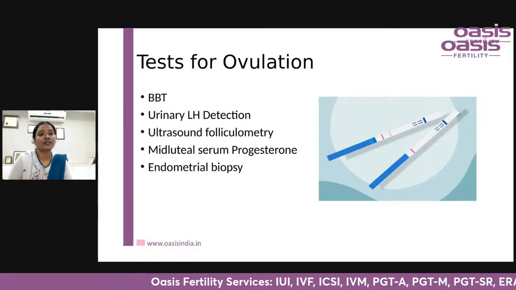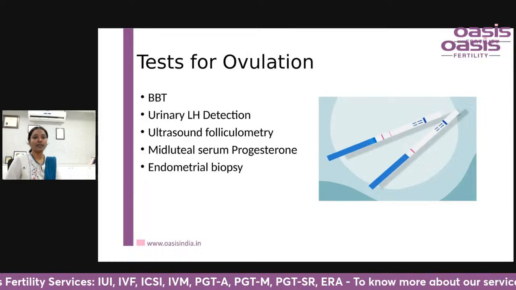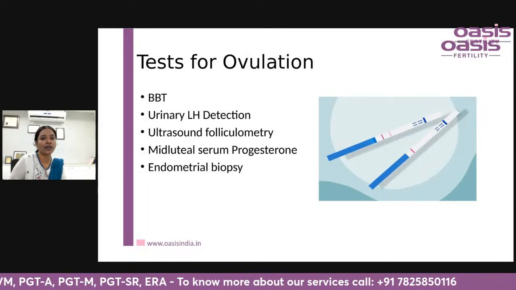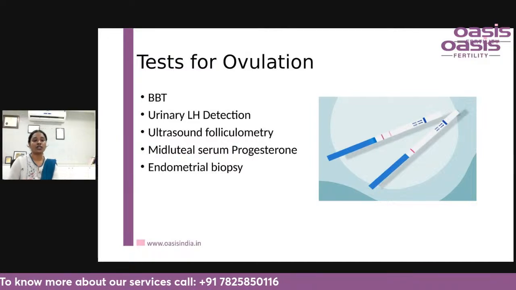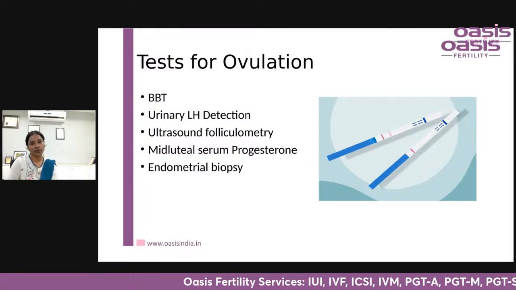Some of these tests are not commonly done these days, while some are being done. Basal body temperature is one such test which is not commonly done these days, where a woman can take her own body temperature daily in the morning to check if she has ovulated, because after ovulation there is a rise in her body temperature, which can be detected by tracking her daily body temperature.